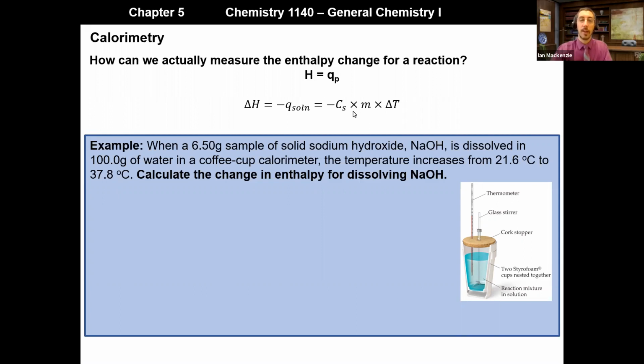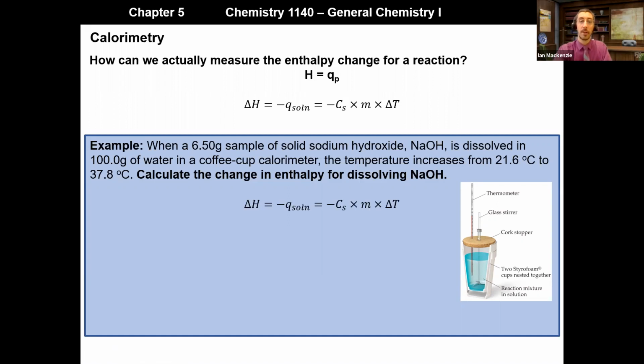Well, the change in temperature is just going to be the final temperature minus my initial temperature. And so that gets me one variable. The mass becomes the overall mass of solution, so it becomes the mass of water and the mass of the sodium hydroxide. And then the specific heat here is the specific heat of the solution. In this case, we can take that to be simply the specific heat of water.